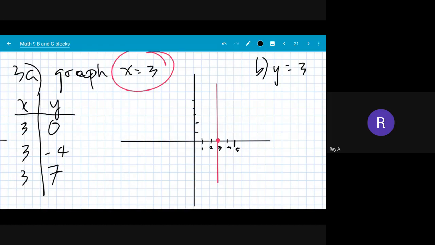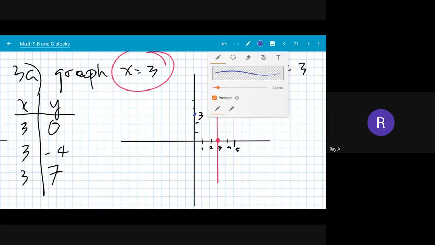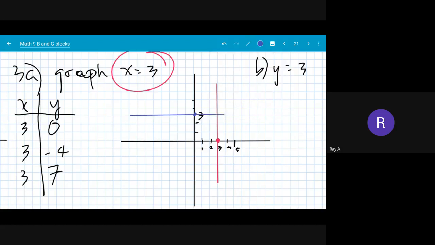Okay, what does it mean? I think you already get the idea. This time it's going to be a horizontal line, wherein it will pass through this number on the y. So find 3 on the y right here. I'm going to be graphing this using blue. Going to have a point here, 1, 3, then I'm going to make a line pass through it. And that's about it. There you go.